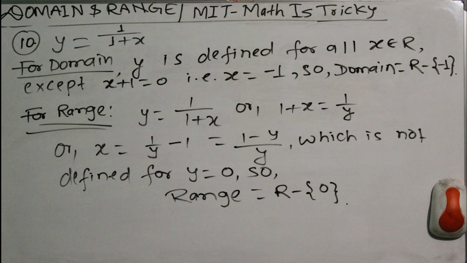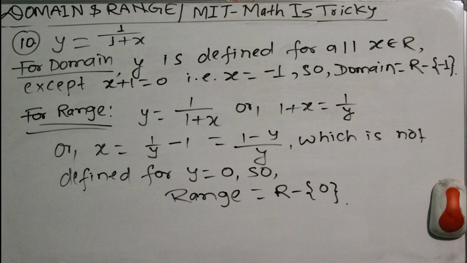Y equals 1 by 1 plus x. For the domain, we know that we have to find the values of x for which the function is defined. This is a fraction, and in the case of a fraction, if the denominator becomes 0, the function will not be defined. So we can't take x equals minus 1, because if we take x equals minus 1, the function gives an undefined number. Otherwise we get a finite, definite value of y. So we can put in all values of x belonging to the real numbers, and the function will be defined, but it is not defined for minus 1.